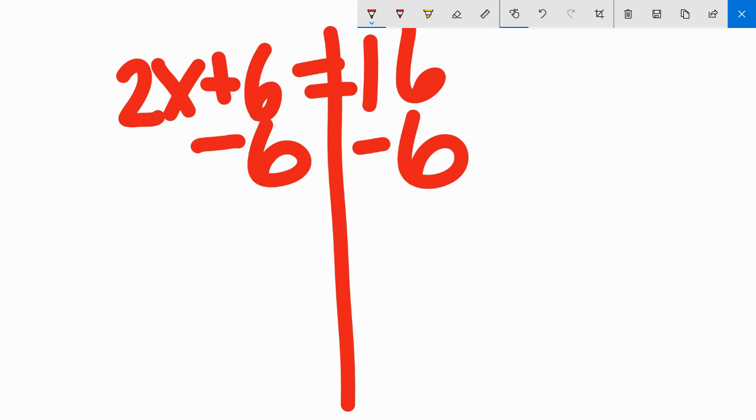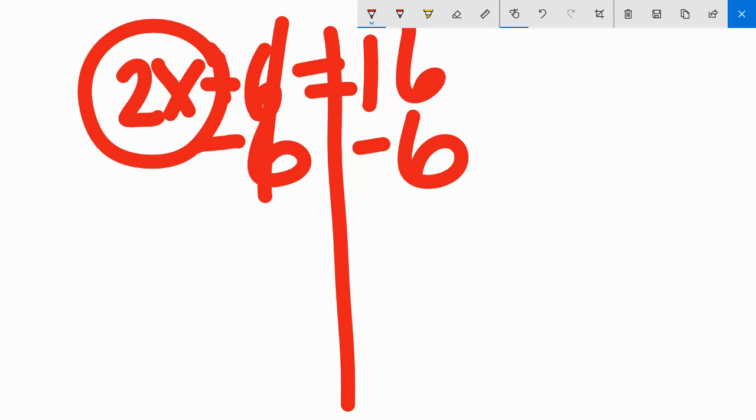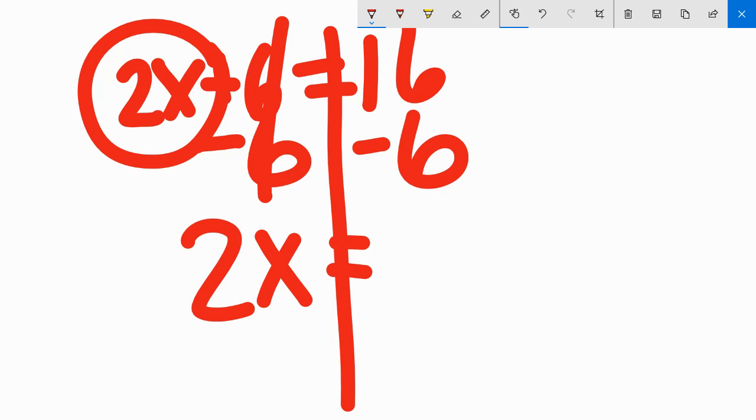6 minus 6 on the left side is 0. So on the left side, all we have left is 2x. So I'm going to rewrite 2x equals, on the right side we have 16 minus 6. 16 minus 6 is 10. So now we have a one-step equation.